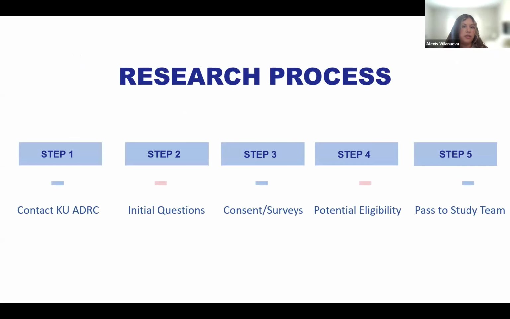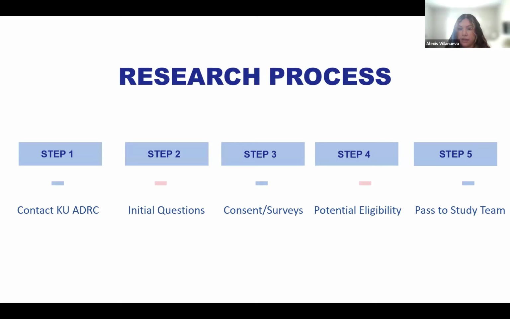These are our research process steps. So step one consists of you guys just contacting us, whether that's filling out a MAD form, emailing us, or calling us. The next step is then we ask you those initial intake questions, the ones from the very beginning. And then once we ask you those questions and we get a feel for if you're ready to take that next step to consent and see if you're eligible for a study, we get you consented and we have you fill out those screening surveys.